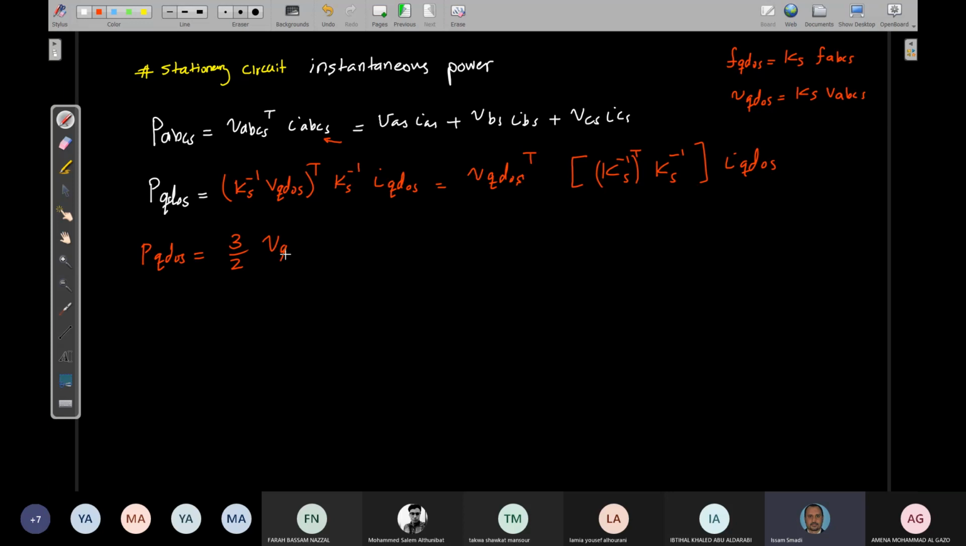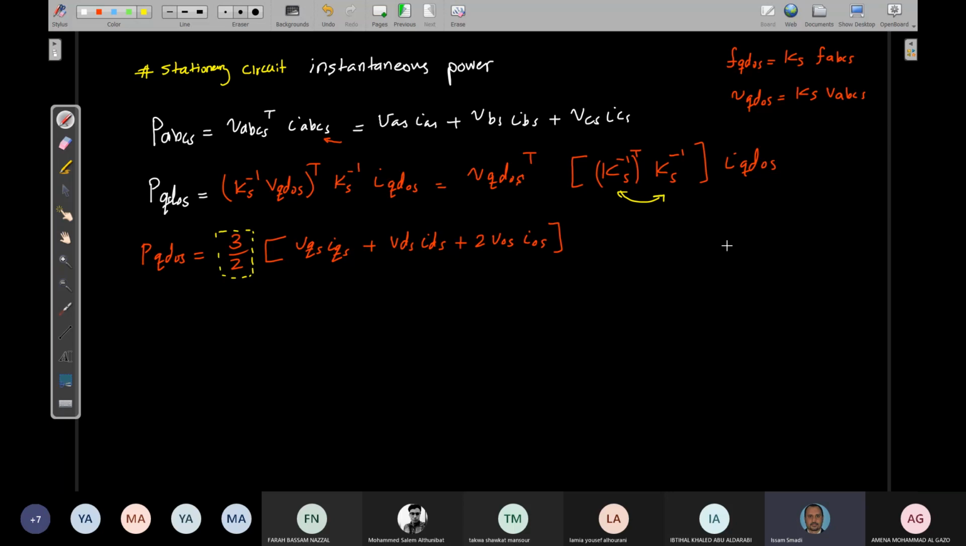VQD0S transpose, or let's make it, because I'm having the zero sequence inside. So this will equal VQS IQS plus VDS IDS plus 2 V0S I0S. Now, this one came from where? From the transformation, yeah, from the transformation.